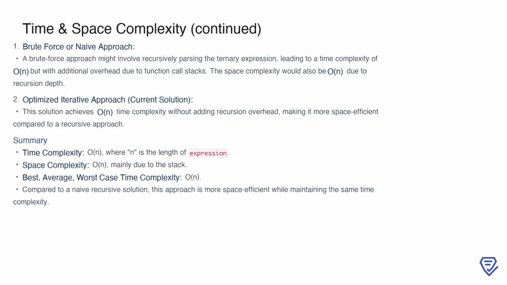It achieves the same O(n) time complexity by iterating through the input string and using a stack to manage intermediate results. This makes the solution more space efficient because it eliminates the overhead of recursive calls while retaining the same asymptotic efficiency. To summarize, the current solution has a time complexity of O(n) across all cases and a space complexity of O(n), primarily due to the stack. Compared to a naive recursive approach, it's both simpler and more space efficient while maintaining optimal performance.